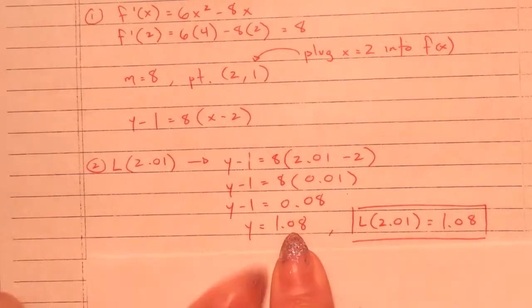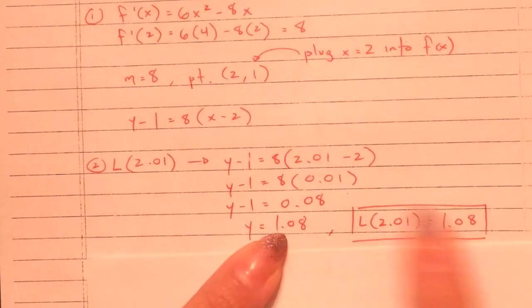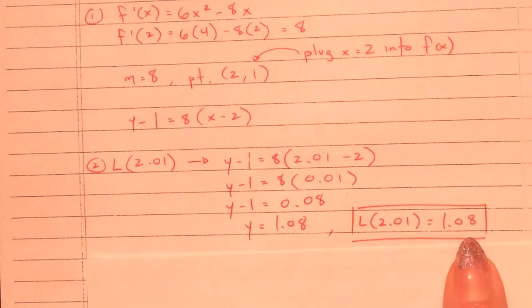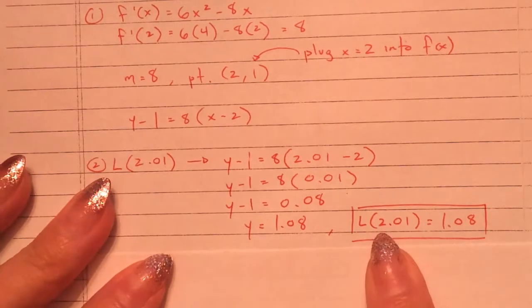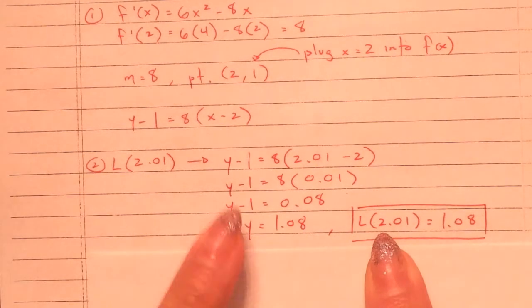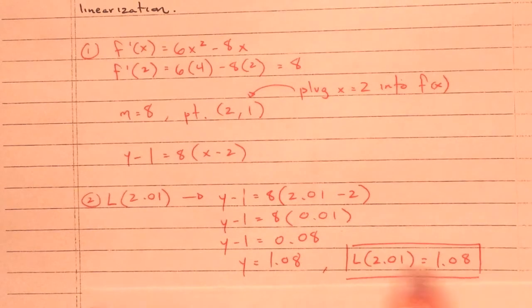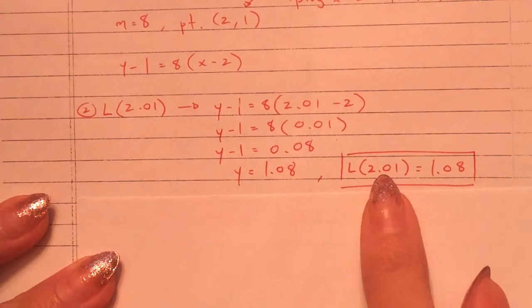So this is not a wrong answer, but I just want to be really clear. Here what I'm saying is the linearization of 2.01 is 1.08. The reason I'm writing it this way is because technically f of 2.01 does not equal this. But 2.01, if I plug it in, is approximately this. And that tells me that I found the linearization.